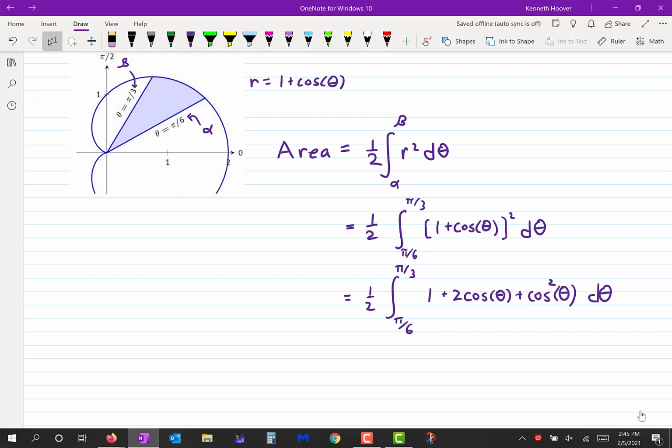Okay, let's write down what we're going to get. You get theta plus 2 sine theta. So those two should be very easy. But you should be able to do the next one too. That's going to be 1/4 sine of 2 theta. And then we go from pi over 6 to pi over 3.